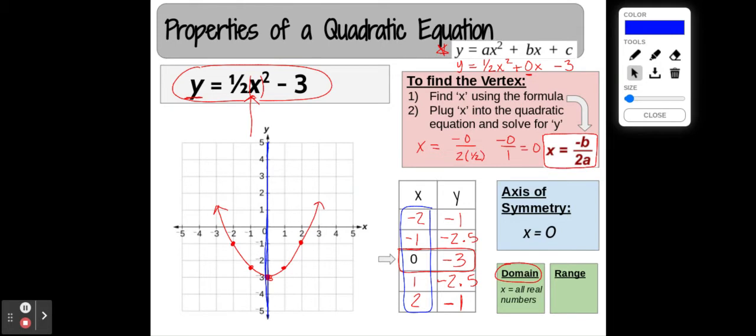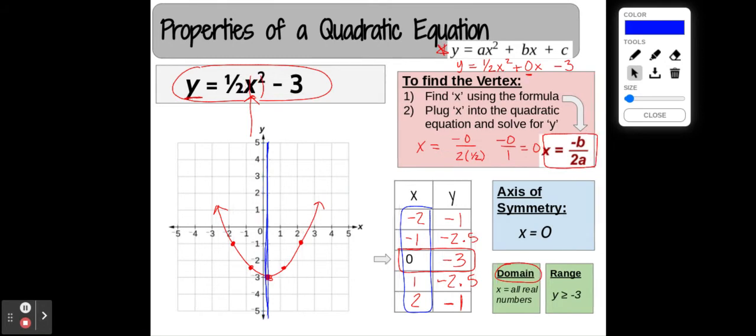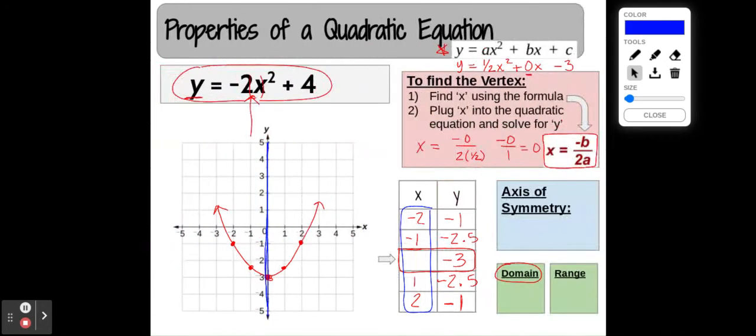because the range is your y values. So when you look at the actual graph here and you look at y, the lowest point on the graph, whoops, I think I hit the wrong button. Okay, the lowest point of the graph is the vertex right here, and that's the point 0, -3. So the lowest y value that we're going to have is -3.